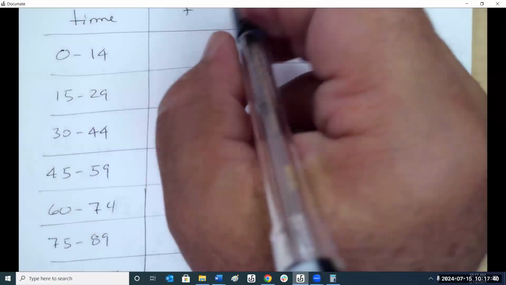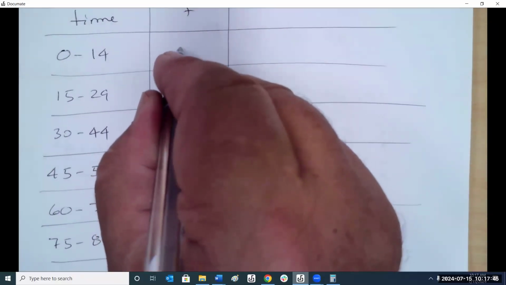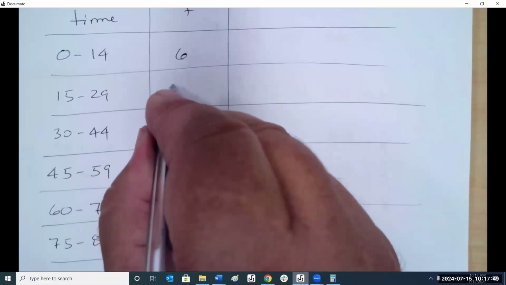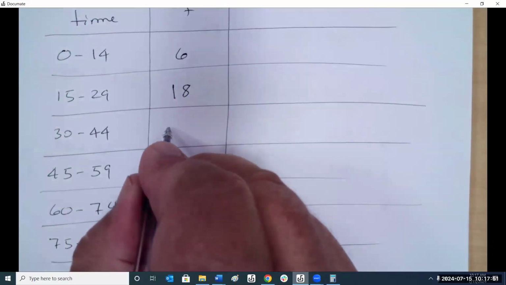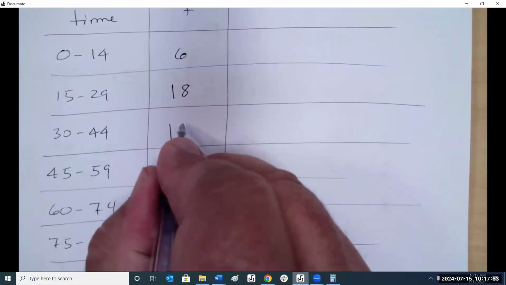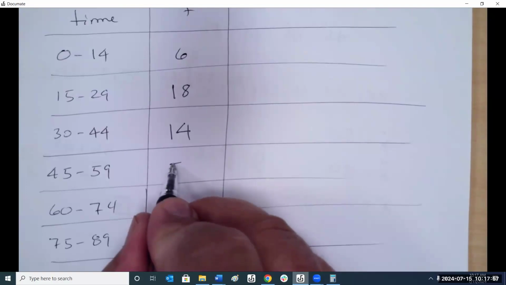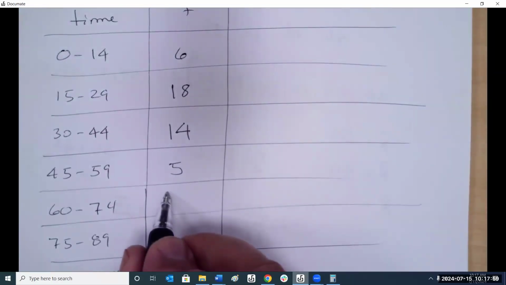Then we had the frequency of how many times those numbers occurred. 0 to 14 happened 6 times. 15 to 29 happened 18 times. 30 through 44 happened 14 times. 45 to 59 is 5 times. 60 to 74 is 5. And the last two were 1 time each.